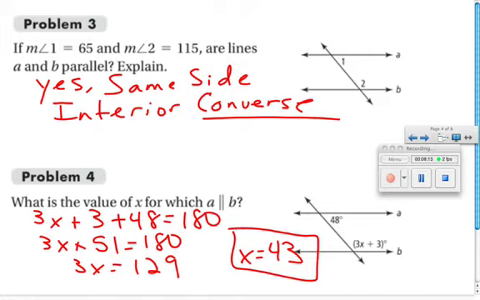We're good? Oh, just kidding. Wait. You don't have to tell if they're parallel.